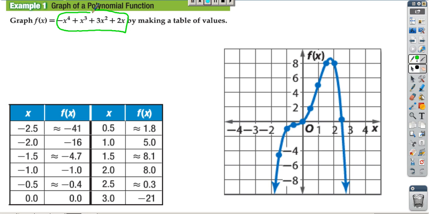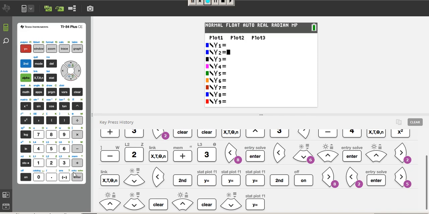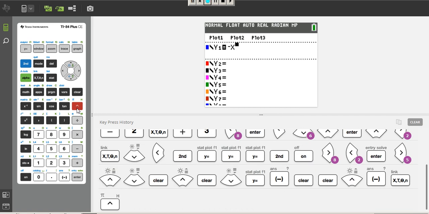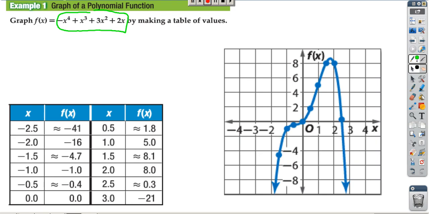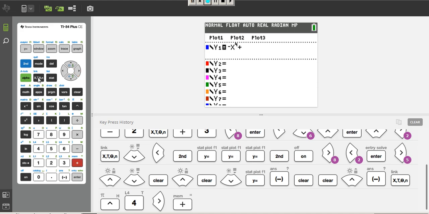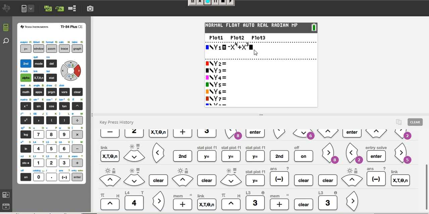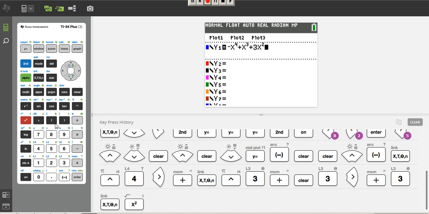F of x, by the way, that's another name for y. So I'm going to put into the calculator negative x to the fourth. So you go to y equals negative. Notice that the negative key is on the bottom right there. So negative x, that arrow key is the exponent, the one that just lit up in red. Negative x to the fourth, and then the rest of it is plus x cubed. Plus, by the way, when you fill in the exponent, you need to hit the arrow to come down. So now it's blinking in a bigger motion, so I can see I'm not stuck up in the exponent. 3x squared, and then plus 2x.